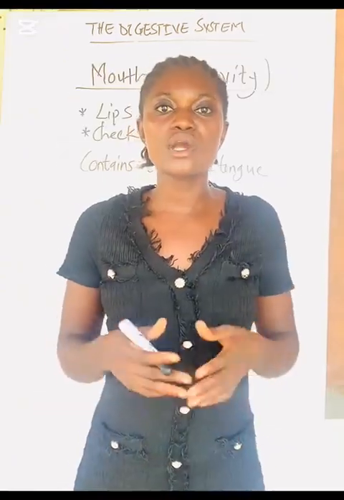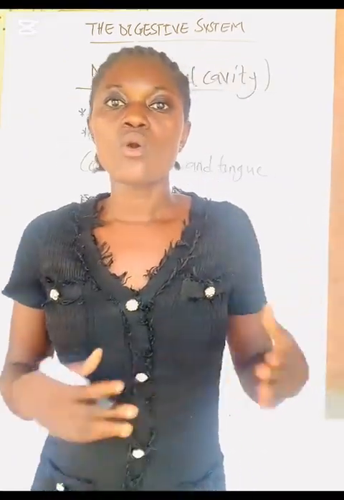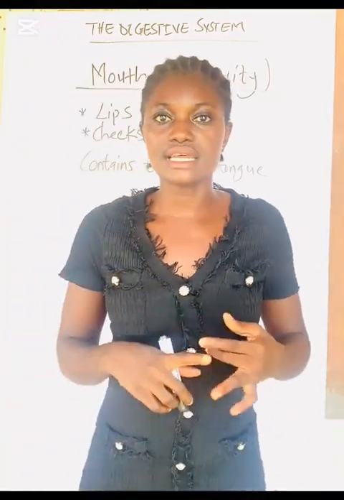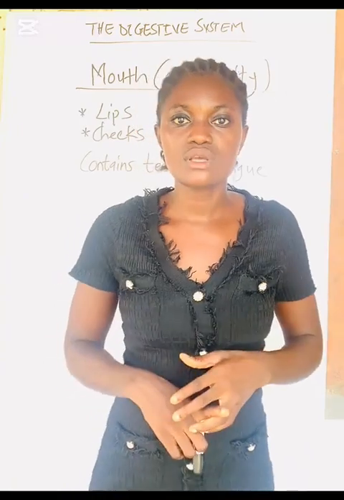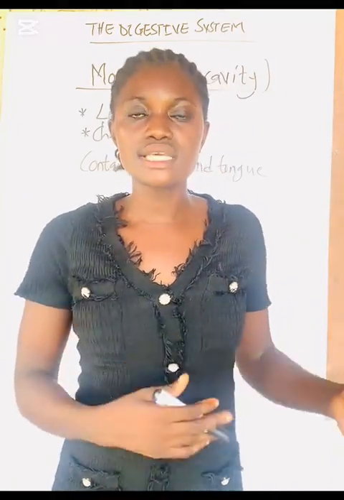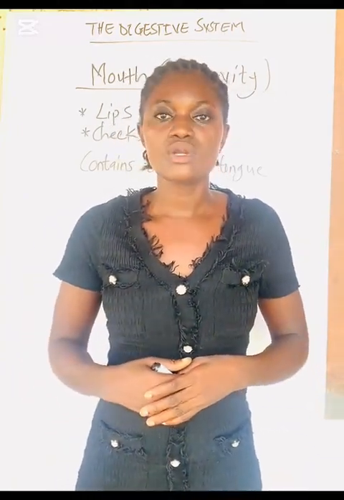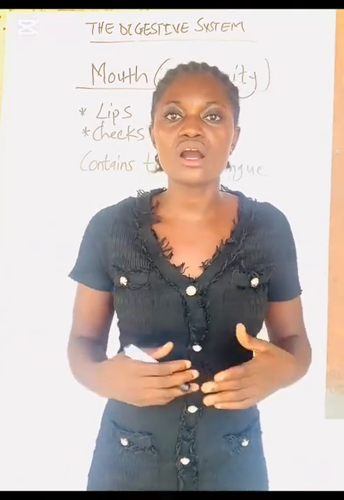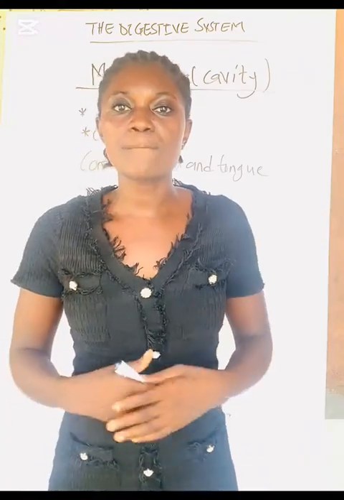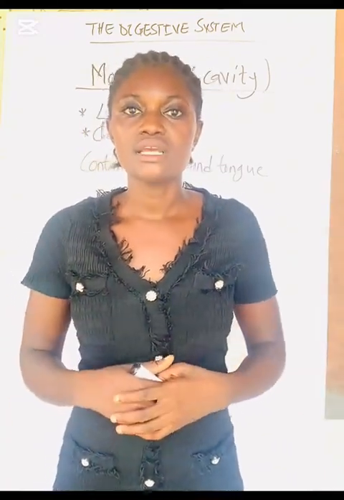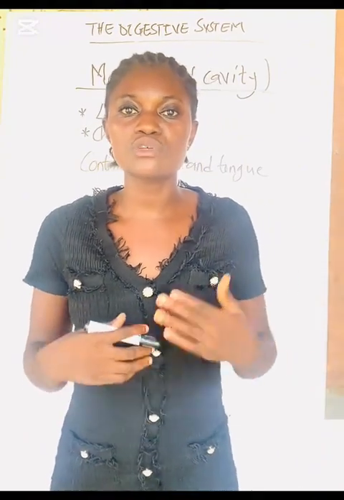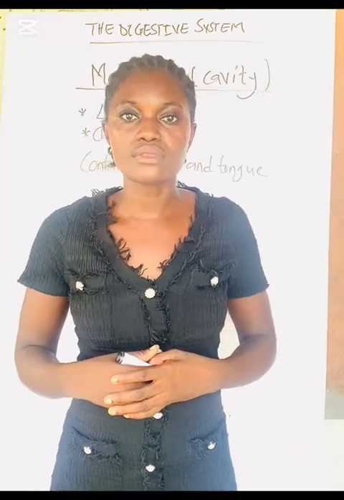The mouth or the oral cavity consists of the cheeks and the lips that contain teeth and mouth. At the roof of the oral cavity or the mouth, we have the palate. So we have the soft palate and the hard palate. The soft palate is found at the posterior part of the mouth.